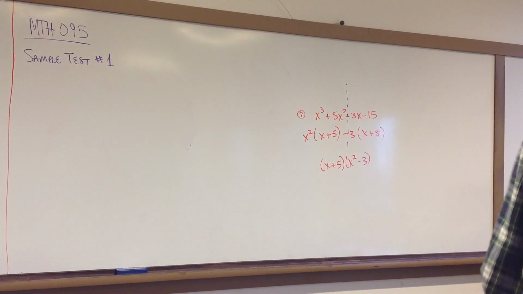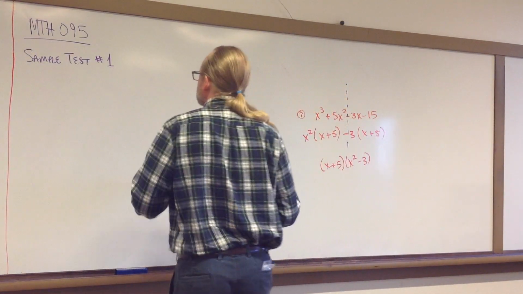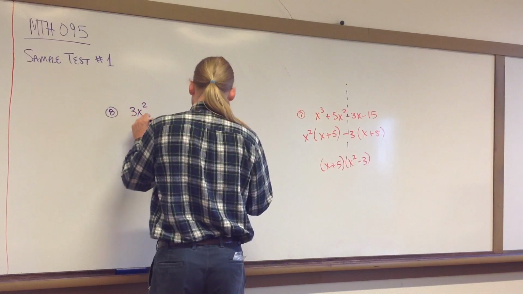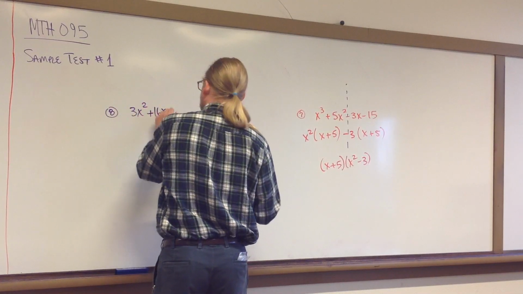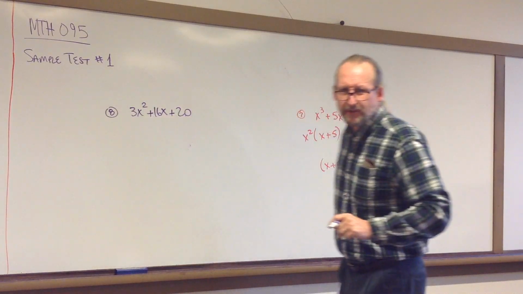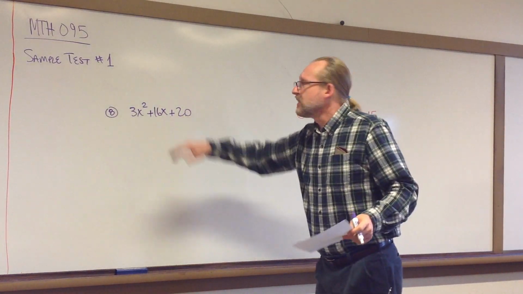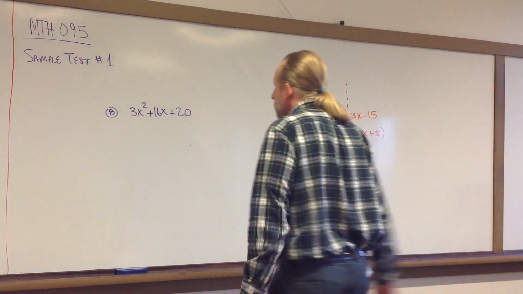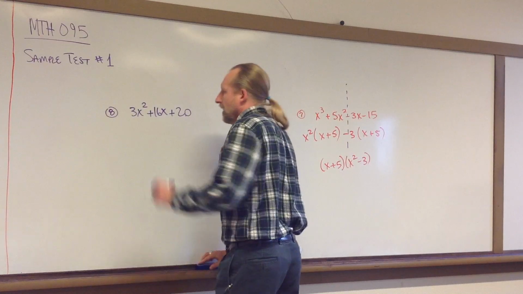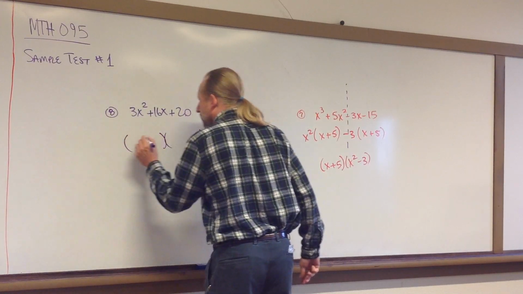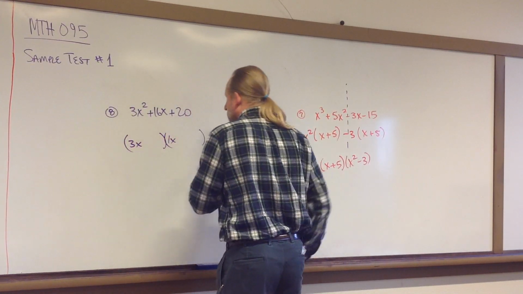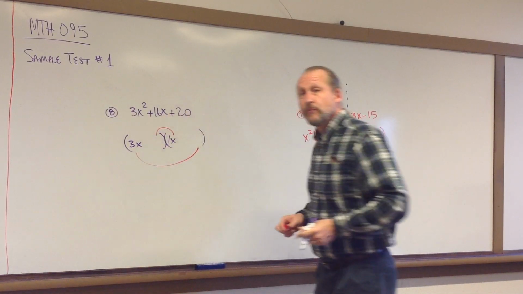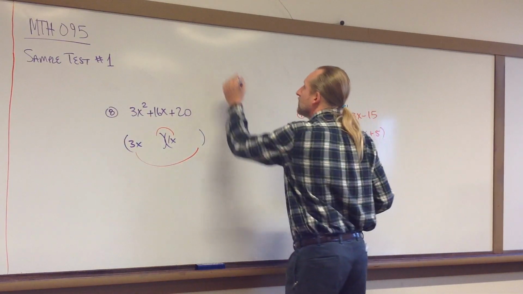Problem 8. 3x squared plus 16x plus 20. I don't see any common factors. Now the 16 and the 20 share a common factor, but the 3 doesn't. So really I think what we need to do is to split this up. The 3 is prime, and that's helpful. That means this will be 3x and 1x. And then we want to fit the factors of the 20 here and here so that we can add these up to be 16.